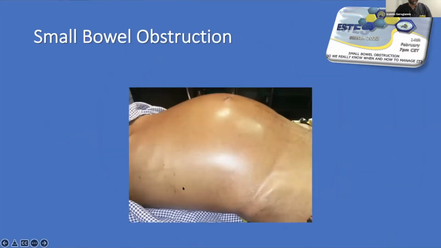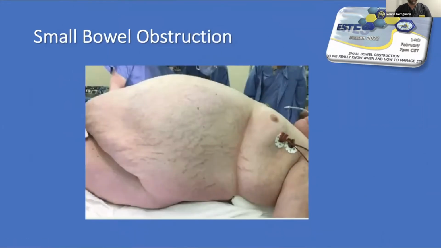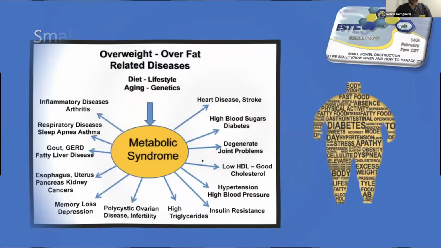This is how a patient with a small bowel obstruction looks when he or she presents to the hospital. But is this a small bowel obstruction? This is a patient who is overweight, obese, with previous bariatric surgery. Are we sure, by looking at this patient, that this patient has a small bowel obstruction? I'm not sure.